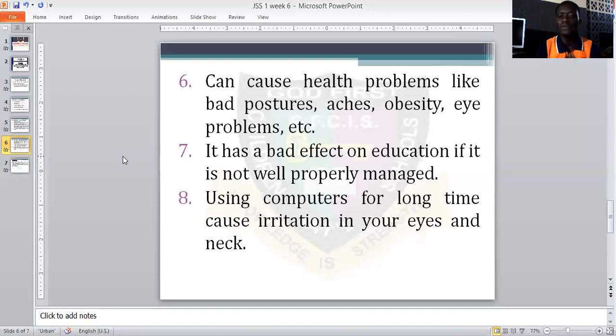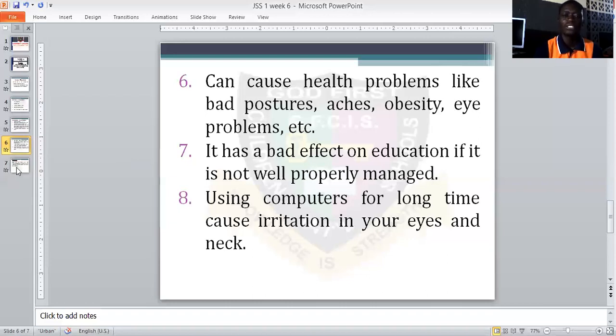Another one is that using the computer for a longer period of time can cause irritation in your eye and neck. Sometimes when you are working with the system for a long period of time, you're going to feel pains right in your eye. You're going to feel pains all over your body because of irritation. Irradiation from the eye can sometimes cause eye problems. So these are some of the disadvantages of the computer. There are still more and more advantages, and likewise more disadvantages.